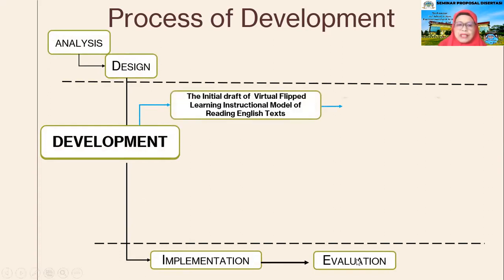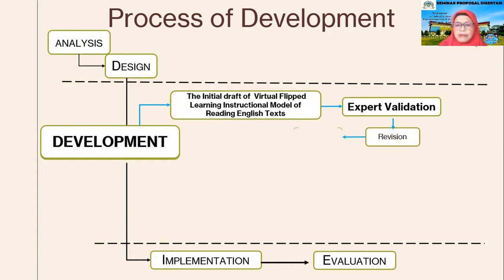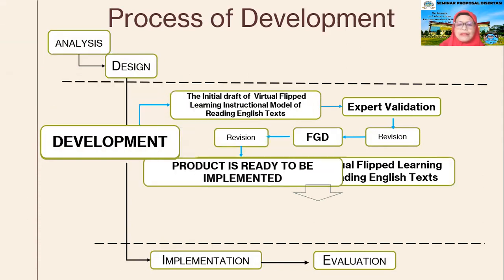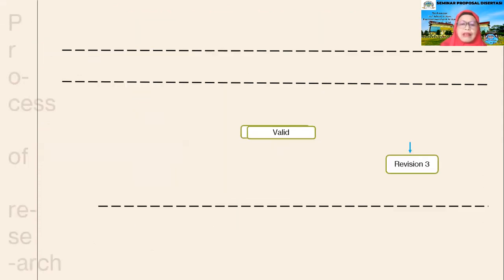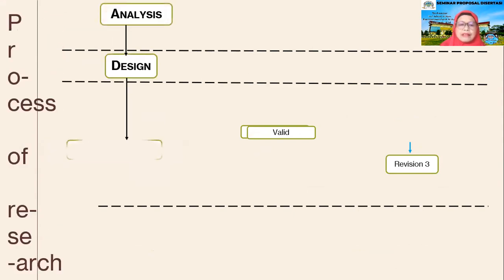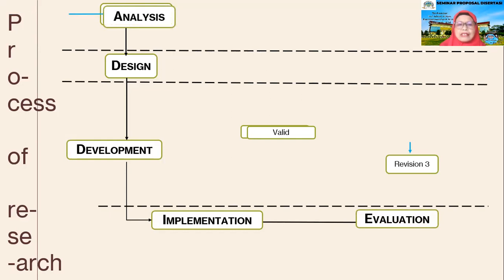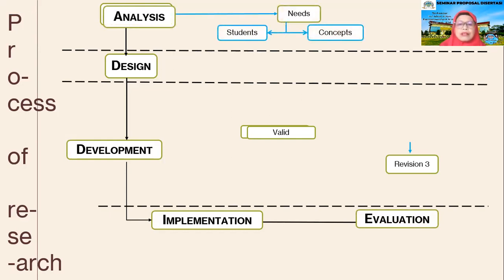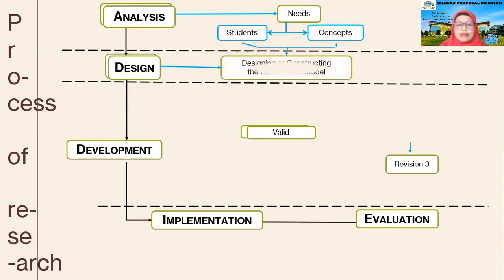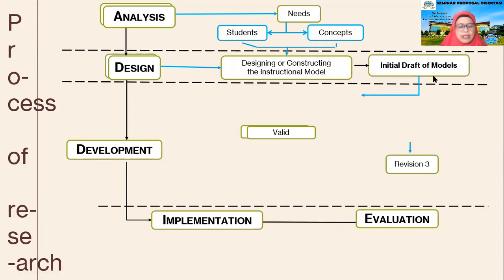There is the process of ADDIE and then development, the initial draft, and then expert validation. Next is the revision after the expert validation, focus group discussion, then revision, and next the final draft, that is, the product is ready to be implemented. How is the process of the research? First analysis, design, development, implementation, and evaluation. The analysis is of the student's needs, about the student's concept, and then the design. Design is constructing the instructional model. It is the initial draft of the model. The model is a virtual flipped learning instructional model.